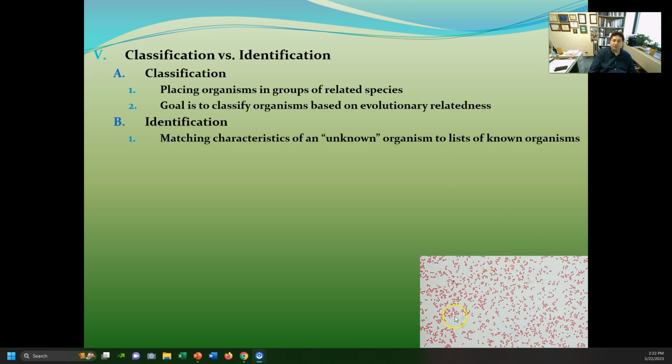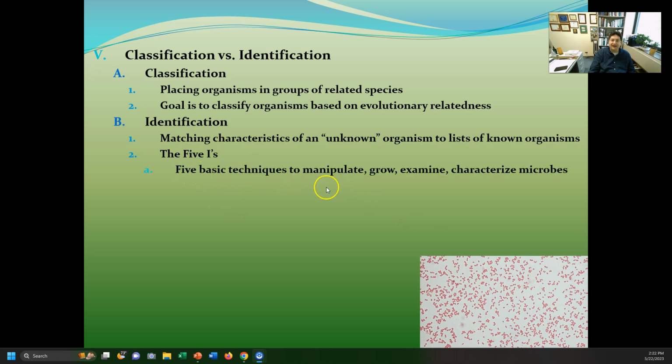So if I have an unknown bacteria, like maybe it looks like this down here under a microscope, how do I figure out what that is? And then once I do figure out what it is, what categories does it belong in? So microbiologists use what's called the 5 I's. These are basically 5 techniques that we use to manipulate, grow, examine, characterize, and then identify an unknown microorganism.